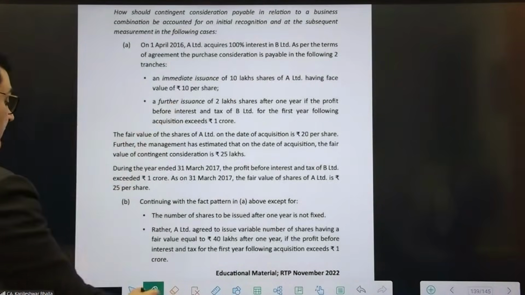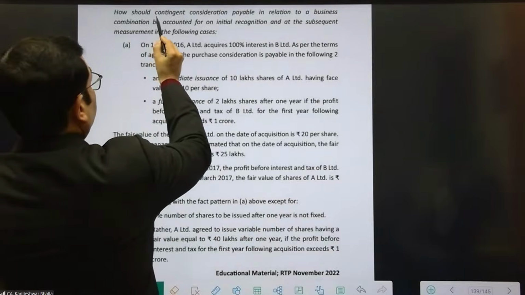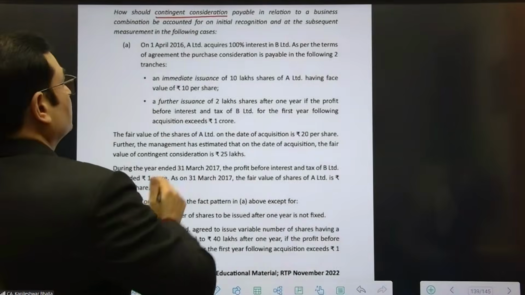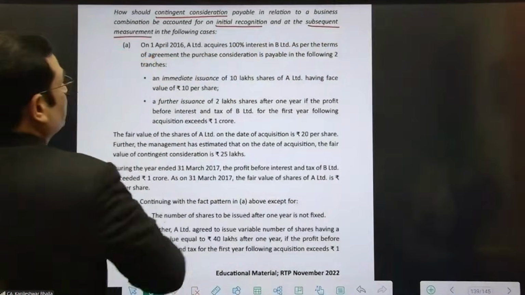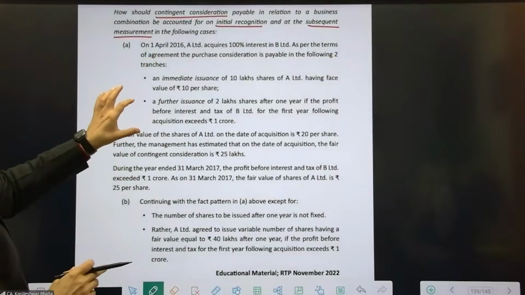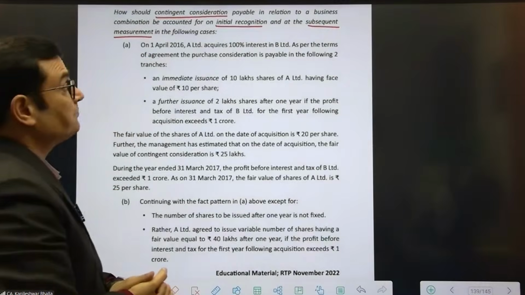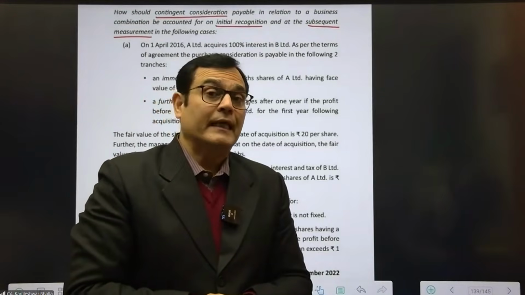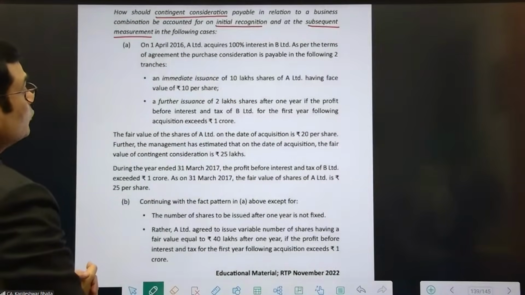Yes, perfect. So let's read the inputs which are given in the question. It says, how should a contingent consideration payable in relation to a business combination be accounted for on initial recognition and on subsequent measurement? So the focus is on step number 3, step number 4, as well as step number 7. Because when I say initial, the focus is the PC, step number 4. And when I say subsequent, the focus is on step number 7. Now, there are two parts to the question.